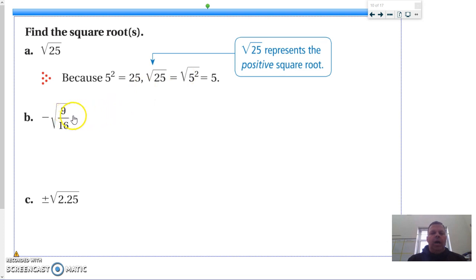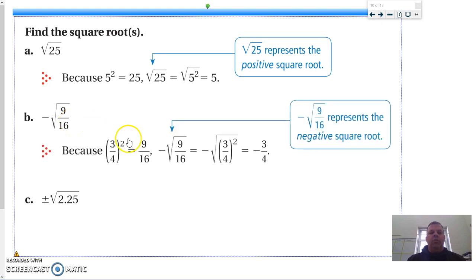In this second one, I know that the square root of 9 is 3, the square root of 16 is 4, so therefore I can get that answer of negative 3/4. If these are perfect squares, we can use it as the square root of 9, which is 3, the square root of 16, which is 4. There is a negative out in front, so we have the negative number.